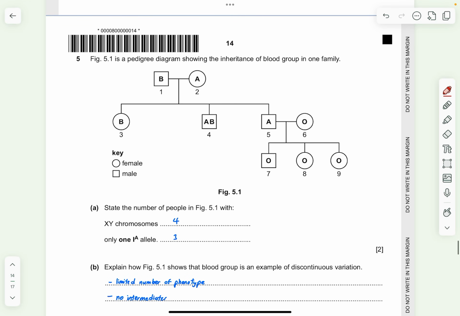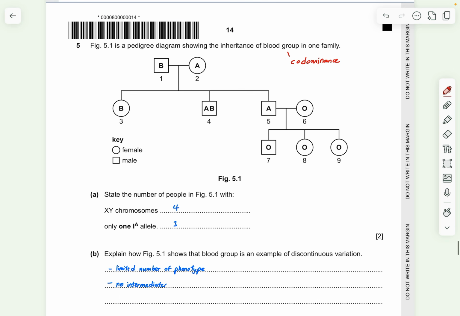Alright, we have come to genetics. So question 5 shows figure 5.1, a pedigree diagram showing the inheritance of a blood group in one family. So you can see that they show you this pedigree. You might have to go and look through it. It's actually about blood group. So again, blood group is co-dominance. Okay, it's co-dominance.